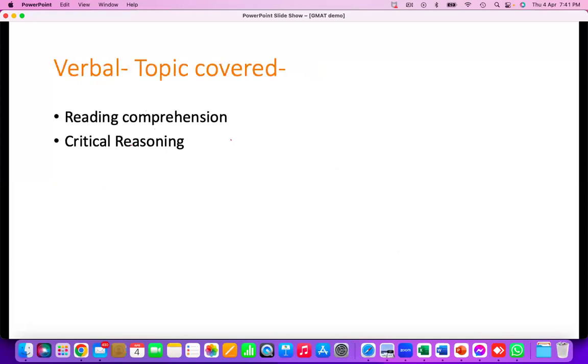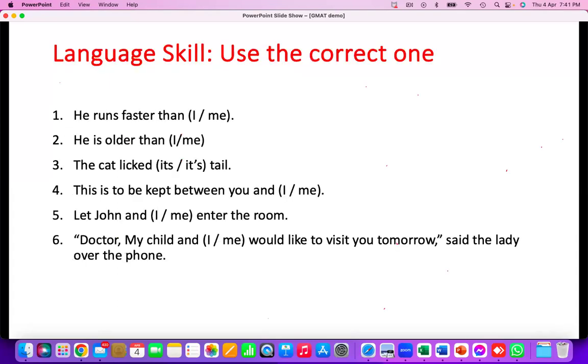Now, in verbal, you have reading comprehension and critical reasoning. Fine. Understanding of language is really important if you want to understand one paragraph or one passage, because one paragraph is comprised of a couple of sentences put together. So if you understand how to interpret one sentence, you can understand how to interpret a couple of sentences put together, and in turn you would be able to understand a couple of paragraphs put together, right? So that is one passage. Fine. So I just want to see what your understanding of the language is.